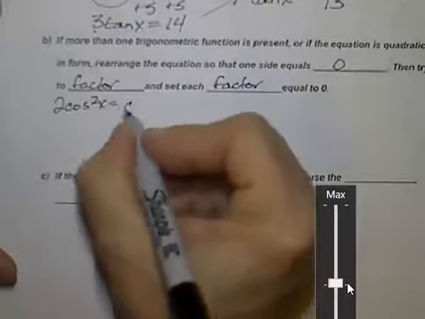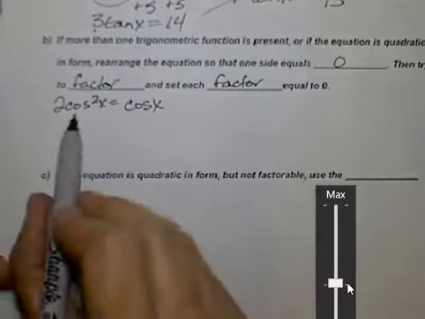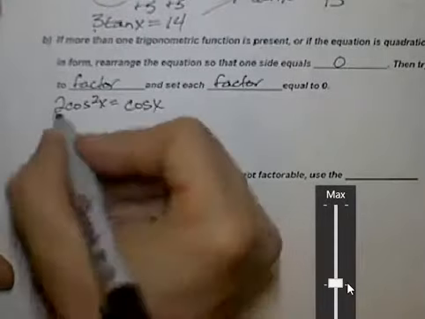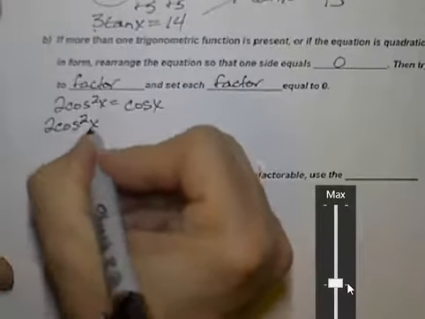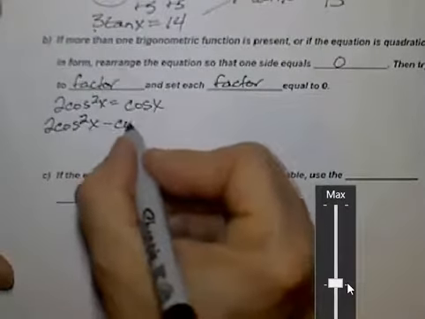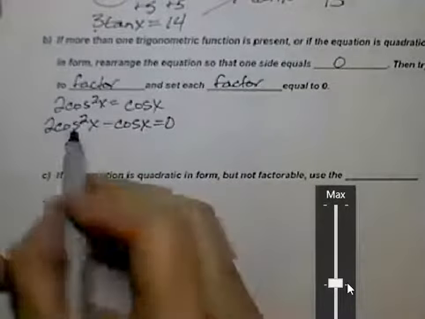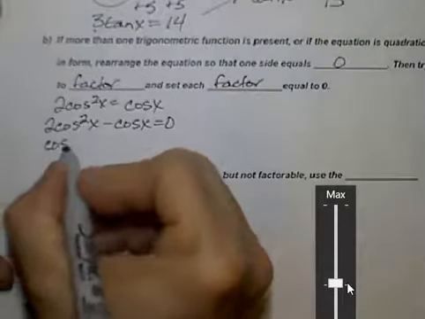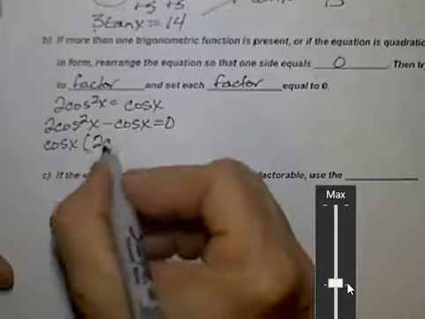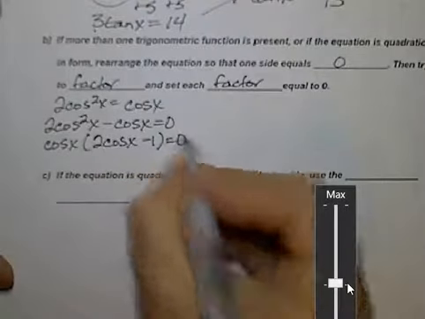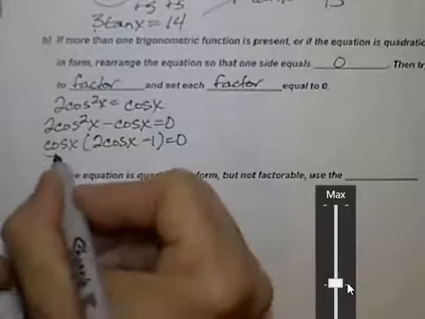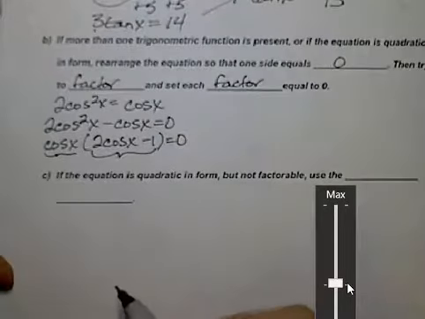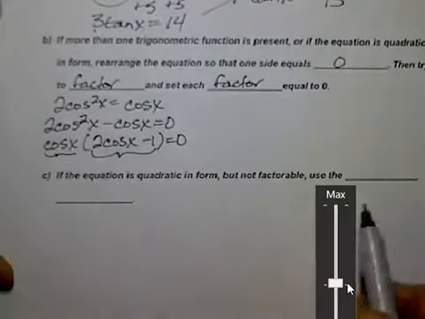So here's an example of that. This one would be quadratic in form because it has a cosine squared. So we would want to get everything on one side so that we have a 0 on the other side. To do that, we could just subtract cosine of x from each side. Then we'd want to factor this. Both of these terms have a cosine of x, so we could factor that out. What we would have left would be 2 cosine of x minus 1. So now we have our two factors. This is one factor, this is the other factor. To go on from here, we would set each factor equal to 0 and then solve for cosine of x.